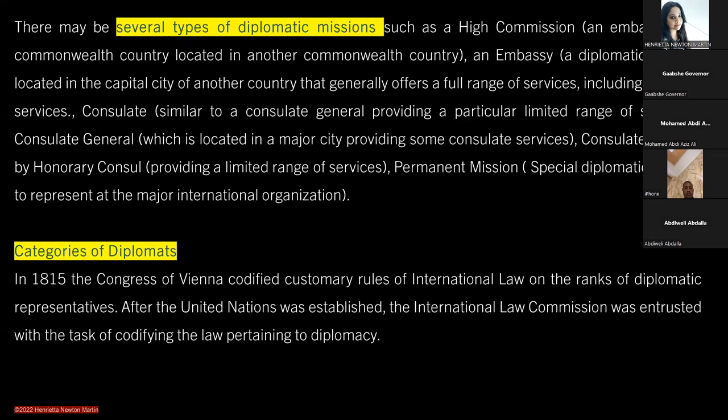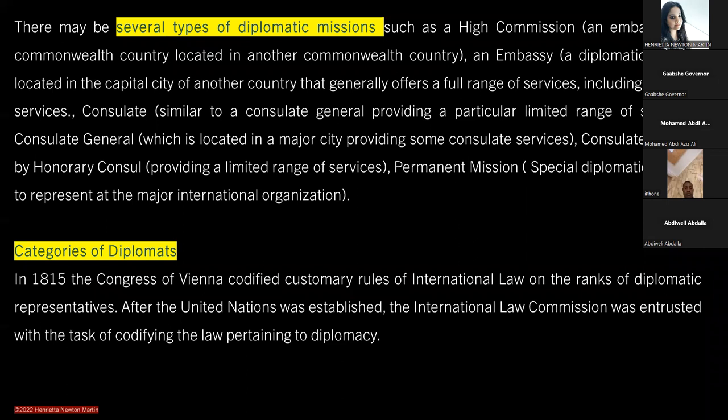Then we have the consulate, which provides a limited range of services. Then you have consulate general offices, which are located in certain major cities, providing some consular services. Next is a consulate headed by an honorary consul, which provides a limited range of services. And then you have permanent missions, which are special diplomatic missions to represent a country at a major international organization. So these are some of the prominent types of diplomatic missions.